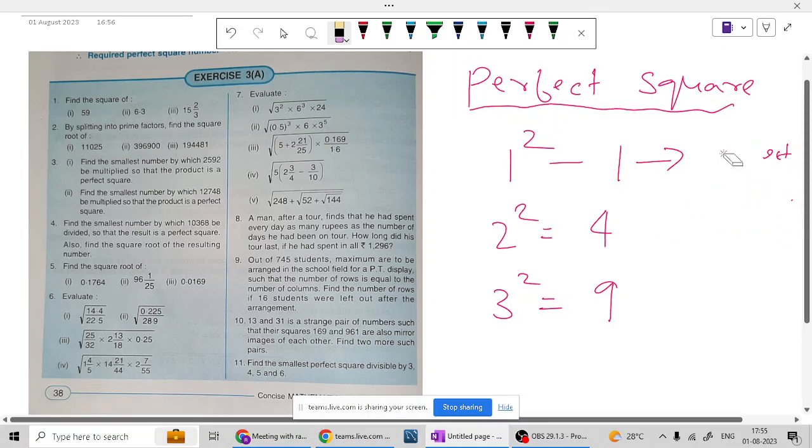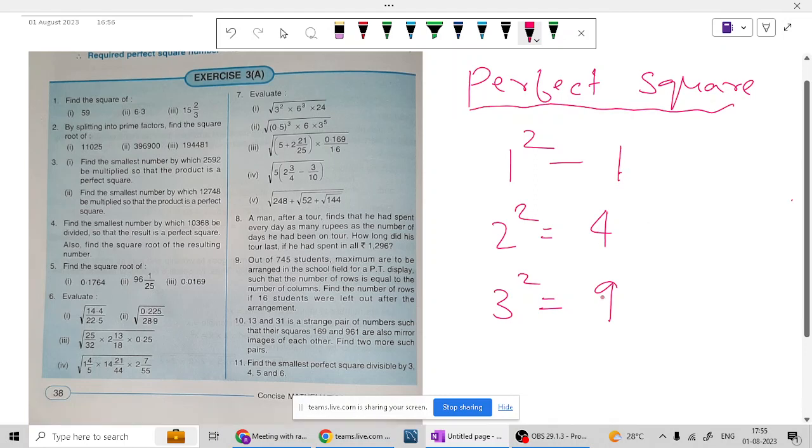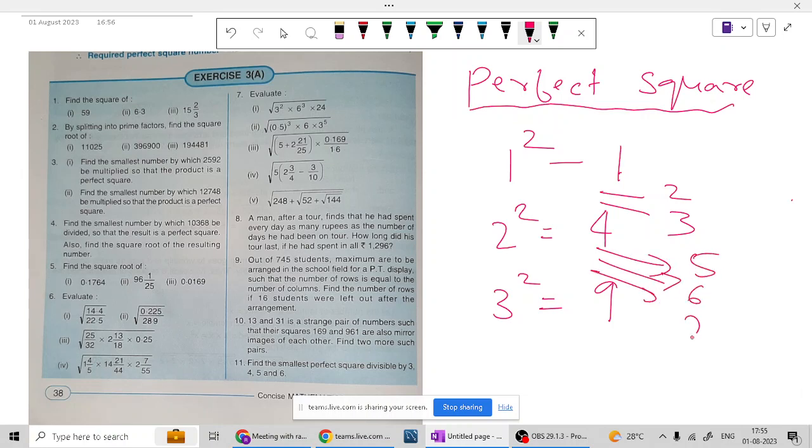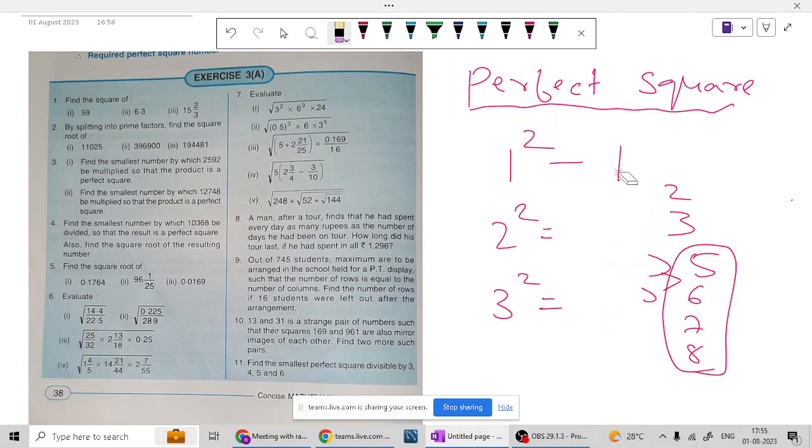Now look at this. When you have perfect square numbers 1, 4 and 9, in between 1 and 4 there are 2 and 3. In between 4 and 9, what numbers are present? 5, 6, 7, 8. Are these perfect squares? No. What's the reason?